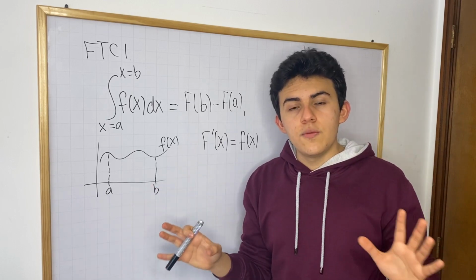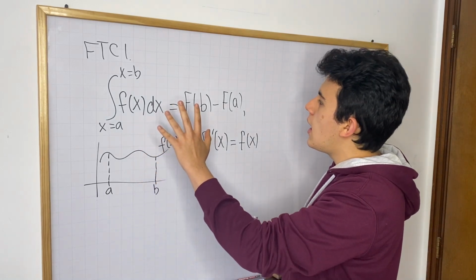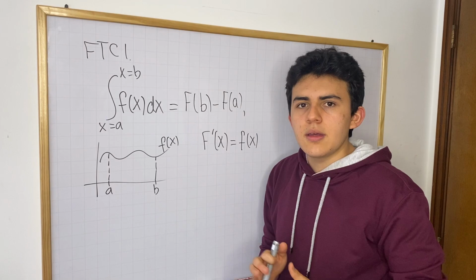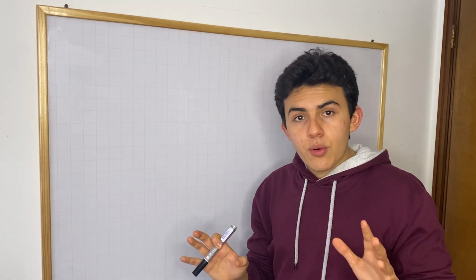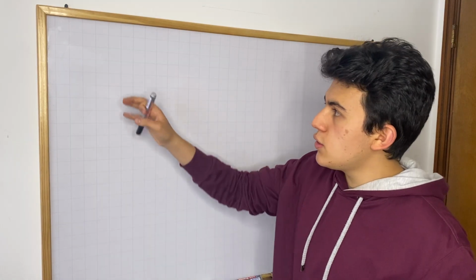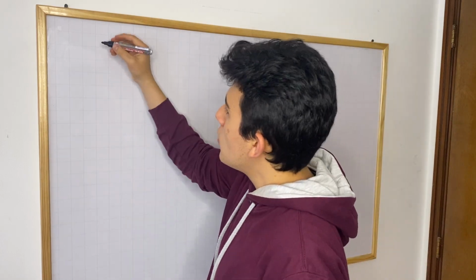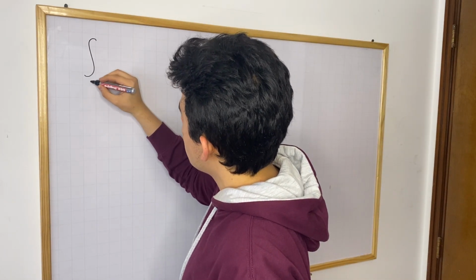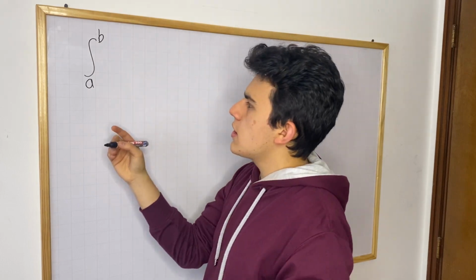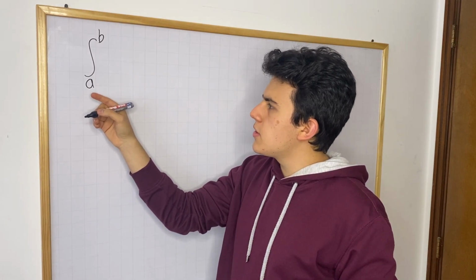Now I want to go over some quick properties of definite integrals, okay? So let's do that. One of the most important properties of definite integrals that you need to keep in mind is going to be this one. So if you have the integral from a to b, in the previous example, I wrote x equals a and x equals b.